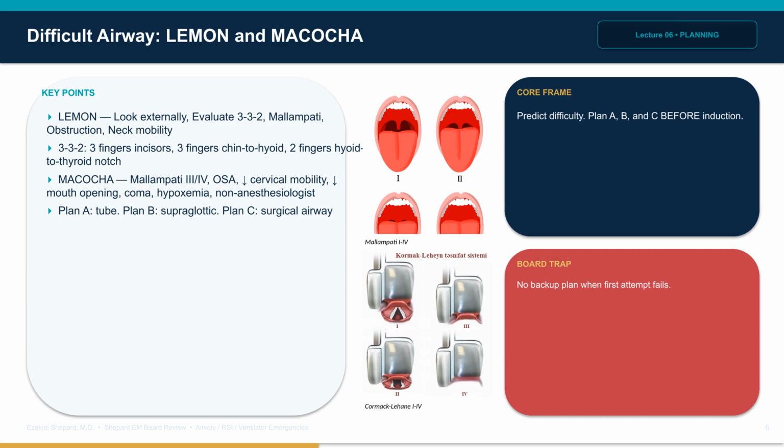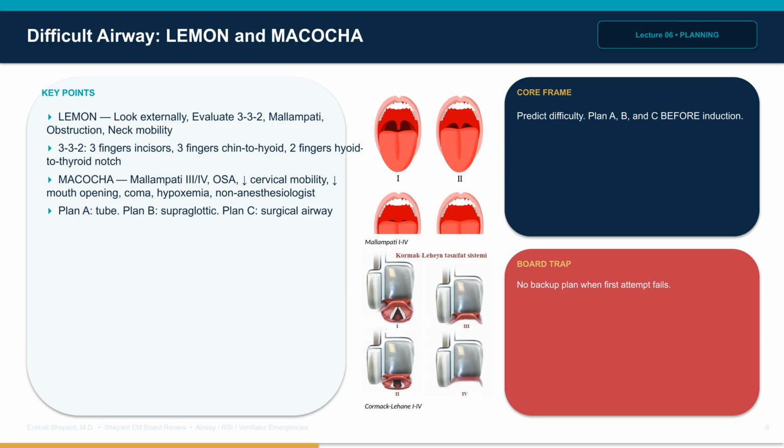MOANS predicts difficult bag mask: mask seal, obesity or obstruction, age greater than 55, no teeth, and stiff lungs. RODS predicts difficult supraglottic device: restricted mouth opening, obstruction, distorted anatomy, and stiff lungs. SHORT predicts difficult cricothyrotomy: prior surgery, hematoma or infection, obesity, radiation, and tumor.